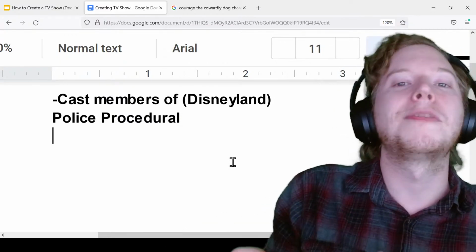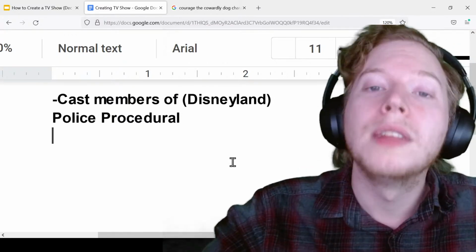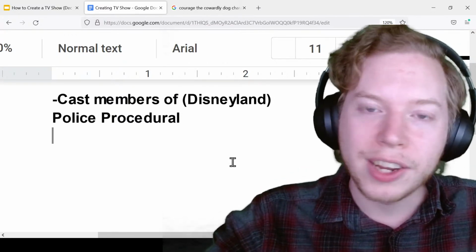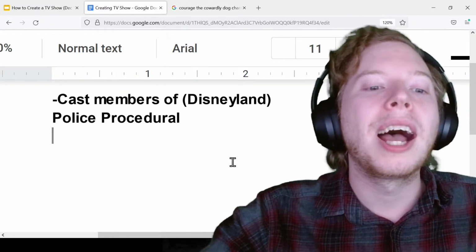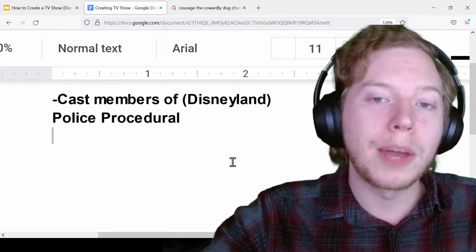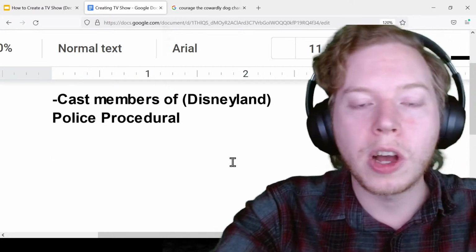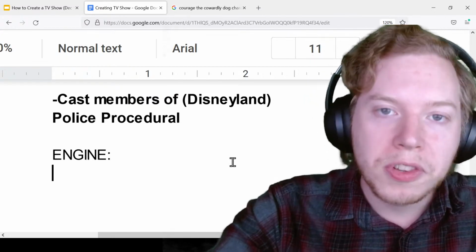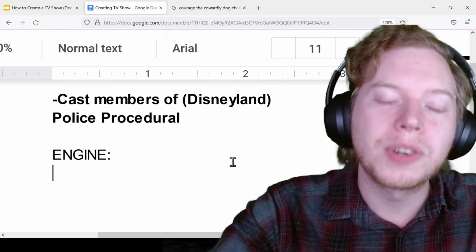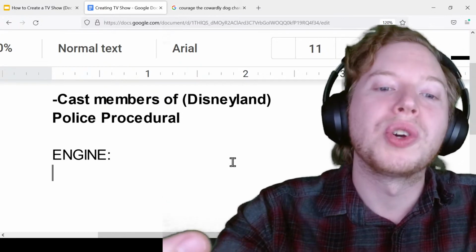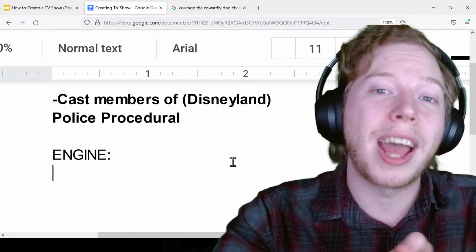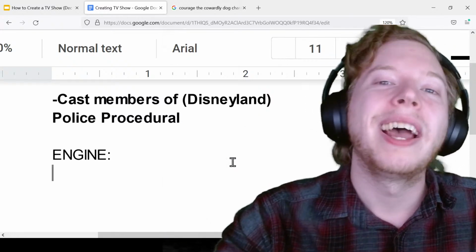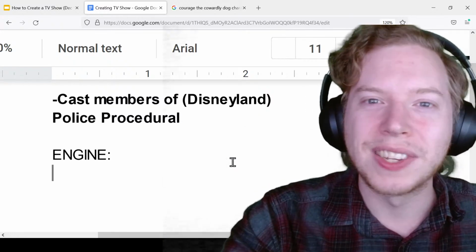Where it doesn't have to be strictly realistic. This could be a cartoon. This could be fantasy-ish or sci-fi-ish if you have some idea like that. I think the nice thing is you can go almost anywhere with these things, but let's first of all talk about our engine. So, what are some interesting elements, what are some conflicts that would come up when you're, first of all, just working at a place like Disneyland, and second of all, what kind of crimes do people commit at Disneyland?